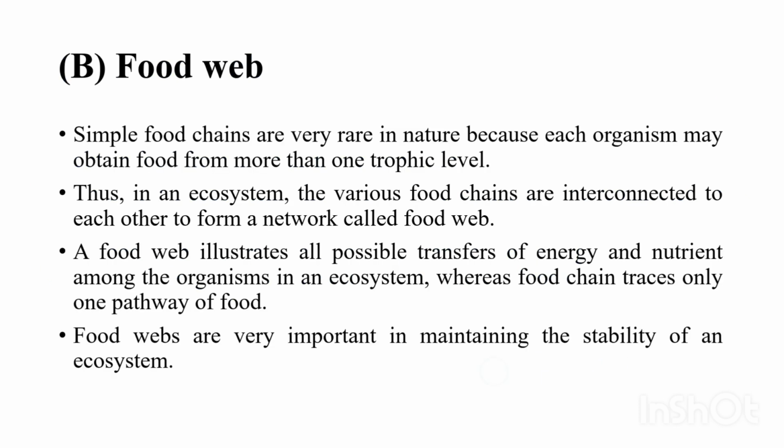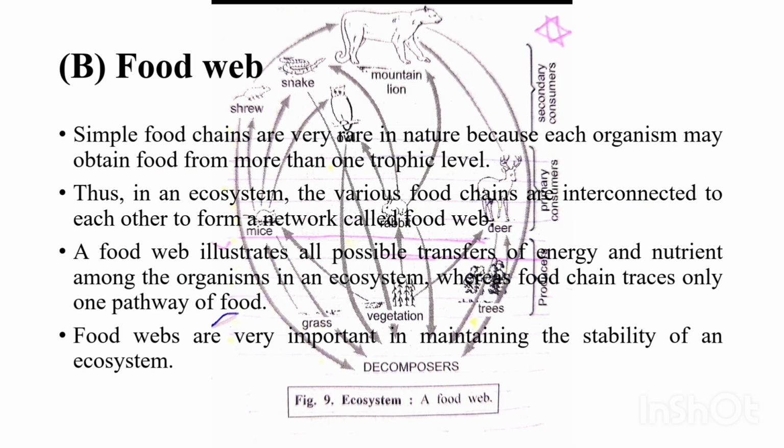Next, what is a food web? A simple food chain, which is unidirectional, is very rare in nature because each organism may obtain food from more than one trophic level. So all the food chains are interconnected with each other, and that is called a food web.